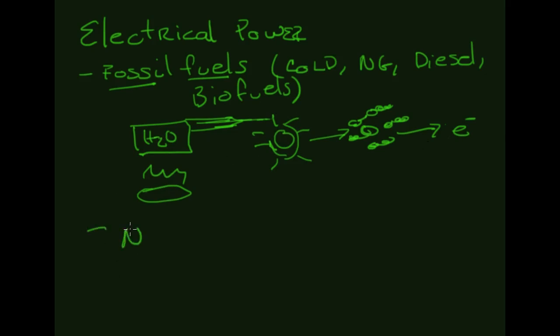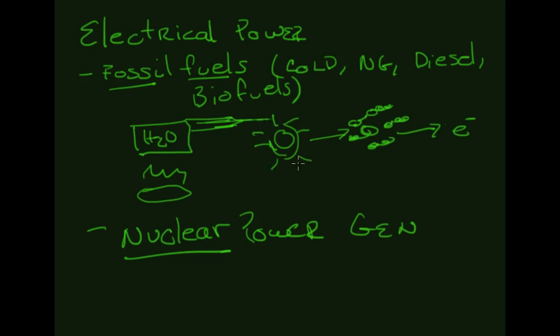So if we get into nuclear power generation, basically it's the exact same apparatus. We're going to heat H2O, we're going to use that to turn a turbine. The turbine is going to turn some sort of generator. The turbine turns a generator. The generator moves an electron, right? So we have water vapor here.